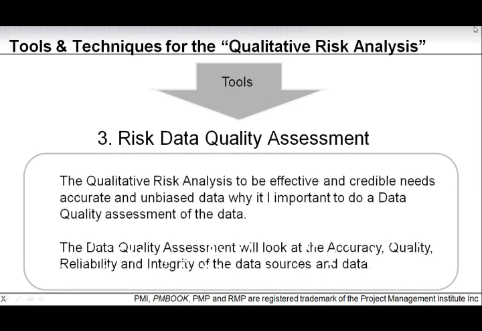Risk data quality assessment. We mentioned that we need high quality data. For the qualitative risk analysis to be effective and credible, it needs accurate and unbiased data. That is why it is important that we have some sort of data quality assessment in place. The data quality assessment should look at the accuracy, quality, reliability, and integrity of the data sources and data. Not just the data you receive, but also the source that it comes from.